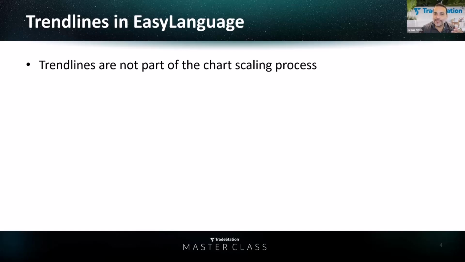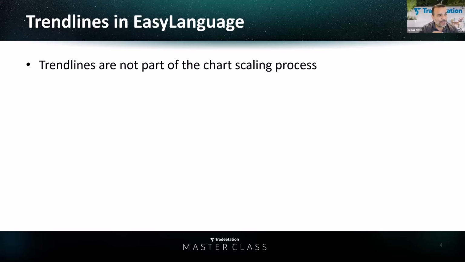It's not like, for example, when you add an indicator, where indicators automatically adjust the scale of the chart so that it includes all the plots of the indicator, like moving averages or Bollinger Bands. If you have a Bollinger Band that extends to the upper side or the lower side, and it needs a little bit more space, the chart will automatically adjust so that you can see the bands clearly.